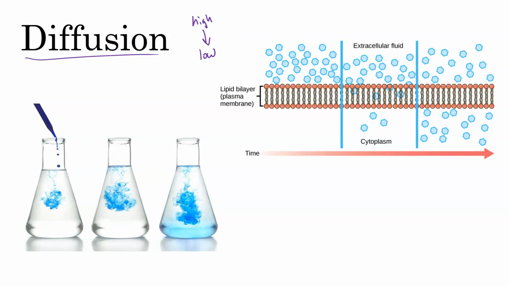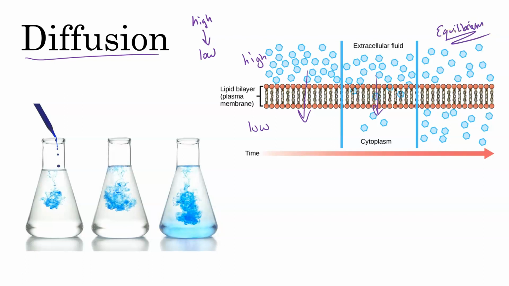If diffusion was happening through a membrane, these solute particles, which are in very high concentration on this side of the membrane and very low concentration on this side of the membrane, will diffuse from high to low through a membrane, without a protein, without energy, as they try to ultimately reach equilibrium. At this point, you can see that the concentration is the same on both sides of the membrane, and so we would say that equilibrium was reached.